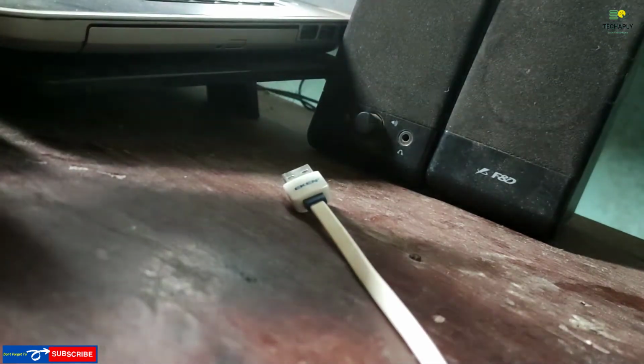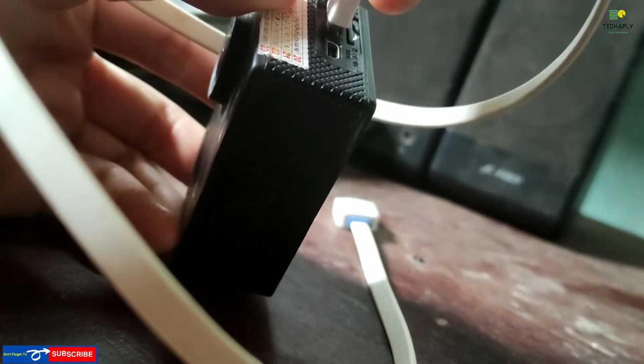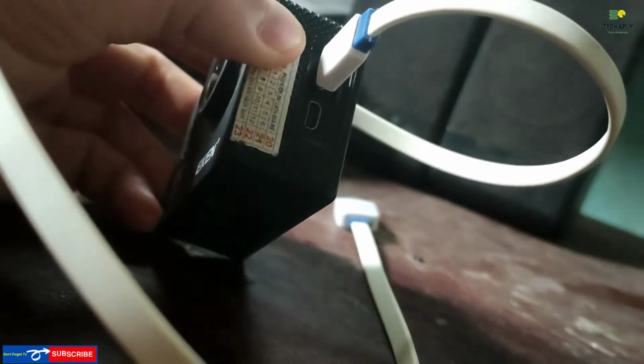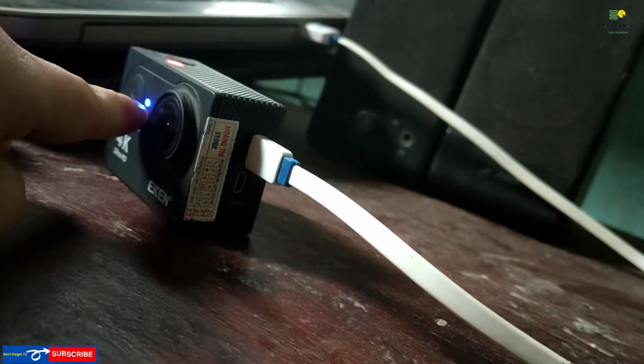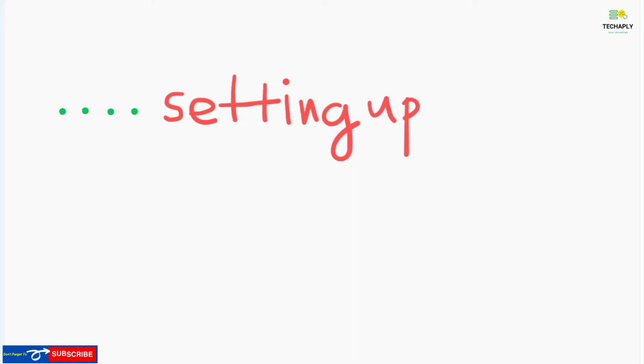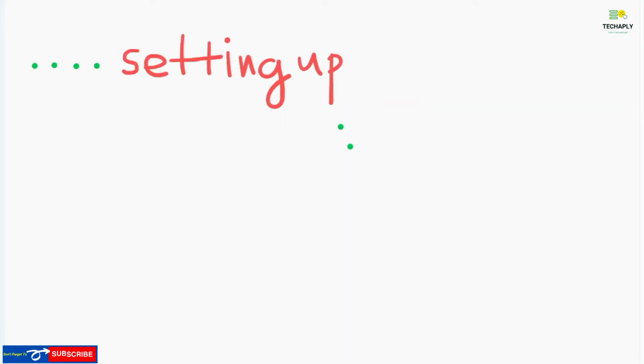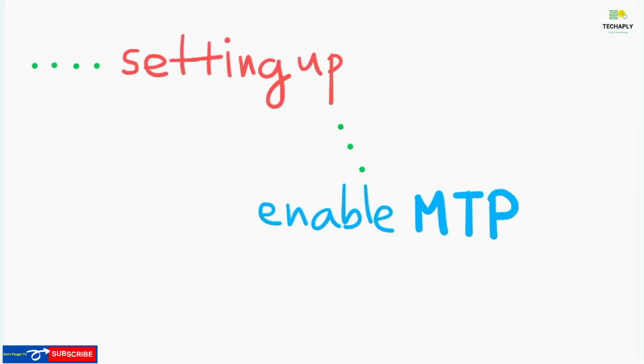So, get your USB cable ready. Plug one side of it to the action cam. Plug the other side to the PC's USB port. So here are a few notices. For some action cams, you need to go through a setting up process if this is the first time. So make sure you let your PC pass through the installing driver or USB recognition process.